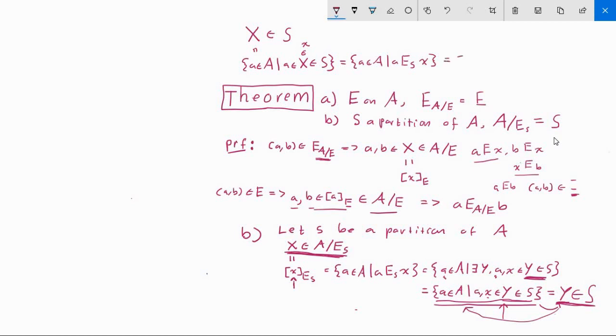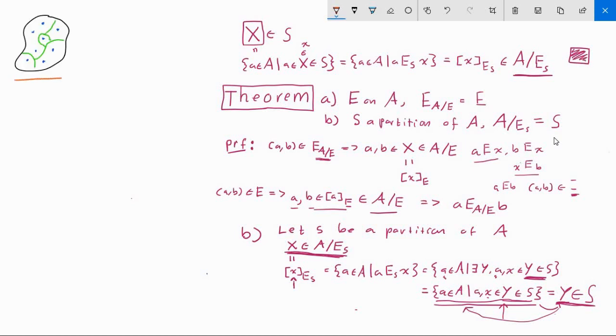But this is simply the equivalence class of x under the relation E sub s, and we know that this must be in the set A modulo E sub s by definition. That is to say, our set large X must belong to A modulo E sub s. And so we have containment in both directions, thus finishing our theorem.